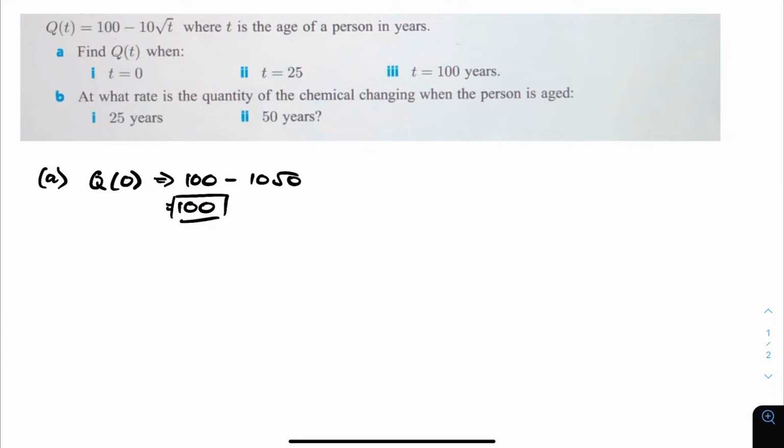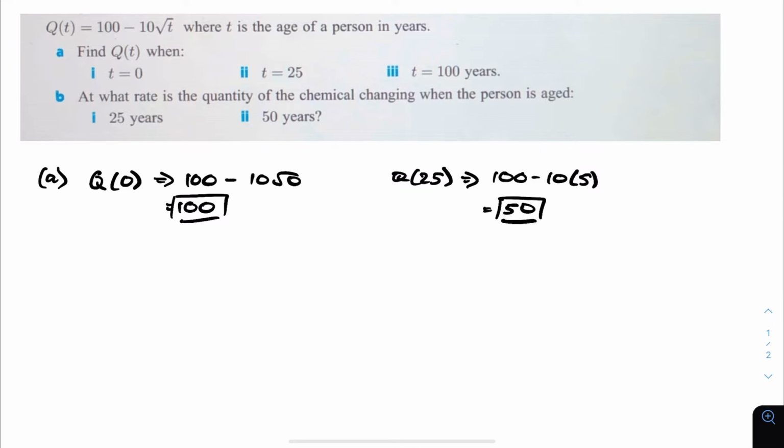Same thing for Q of 25. That gives us 100 minus 10 times the square root of 25, which is 5, which is equal to 100 minus 50, which is 50. Then with this third part of this subpart, Q of 100 is 100 minus 10 root 100, which is 100 minus 100, which is 0. So wait, let me just write that out. 100 minus 10 root 100, which is equal to 0.